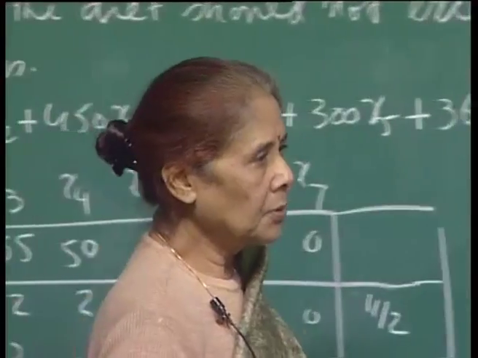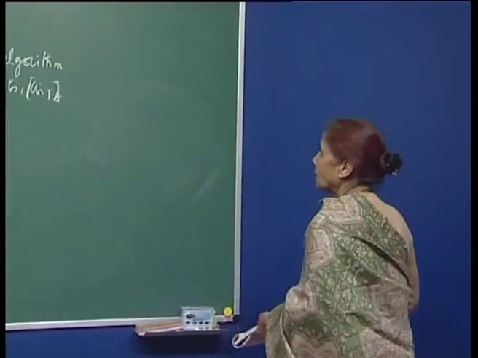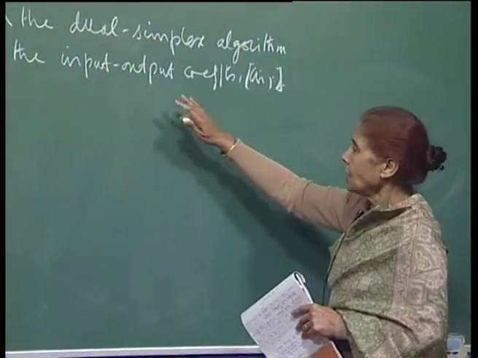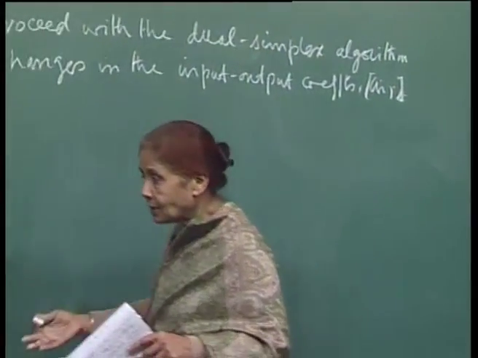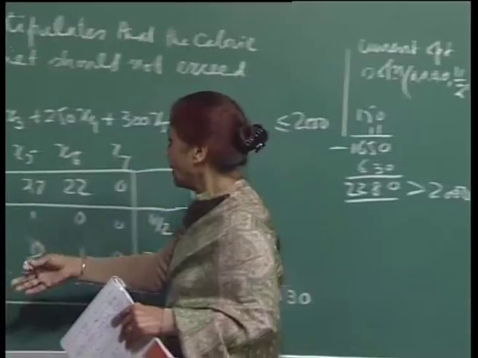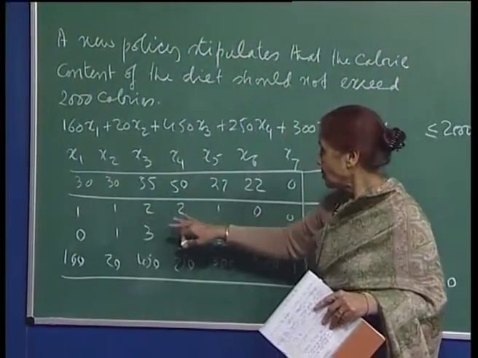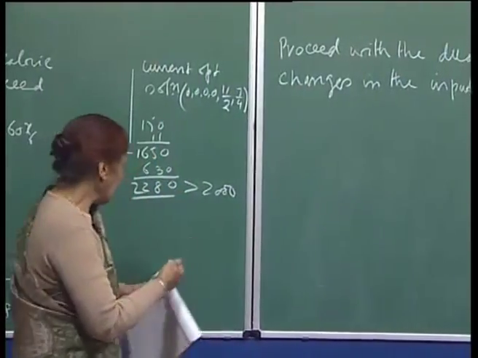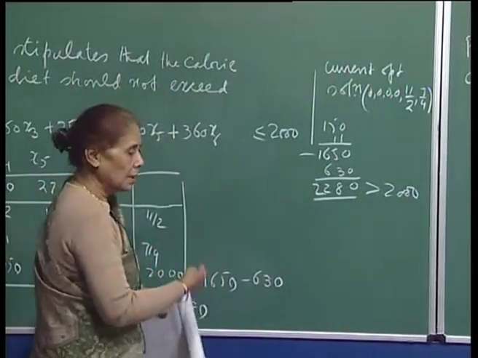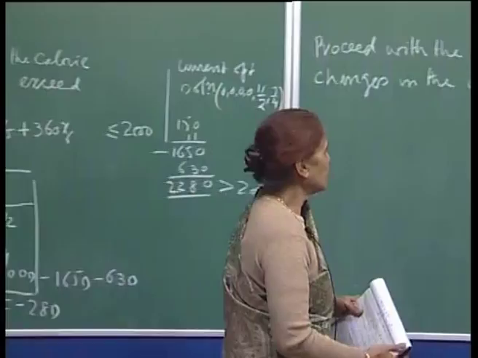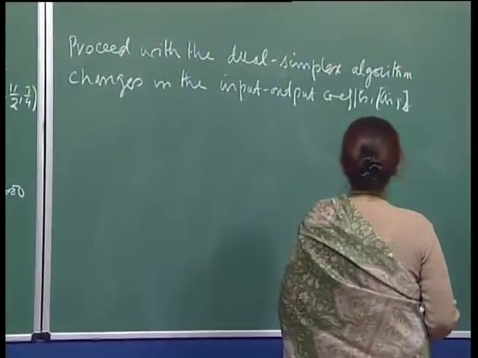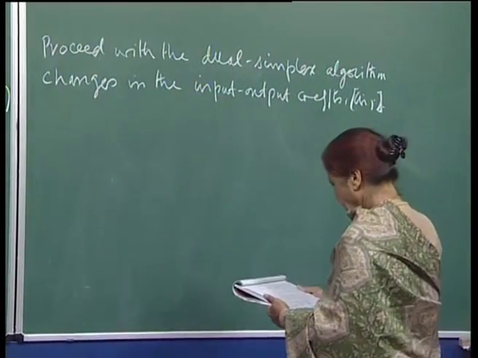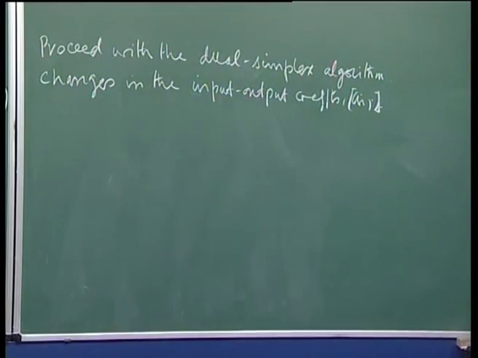So, we want to also look at how you can study the changes if the input output coefficients change, that means you may have a better technology of preparing the diet. In that case, these numbers may change. So, can you make use of the calculations that you have done so far in trying to take care of the changes in the input output coefficients? Okay, let us see.